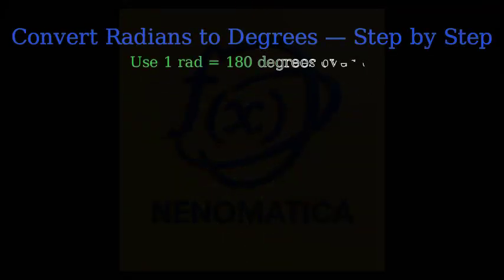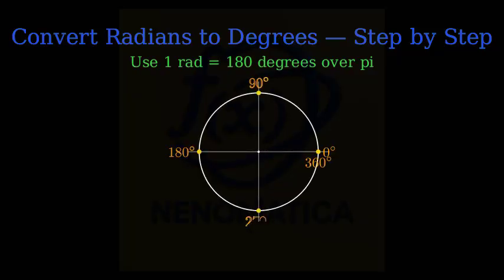Welcome! In this lesson, we convert angles from radians to degrees using one simple idea. Multiply by 1, written as 1 radian equals 180 degrees divided by pi. Then we simplify. Here is a quick picture for intuition. 1 full turn is 2 pi radians, which is also 360 degrees. Half a turn is pi radians, 90 degrees is pi over 2, and so on.